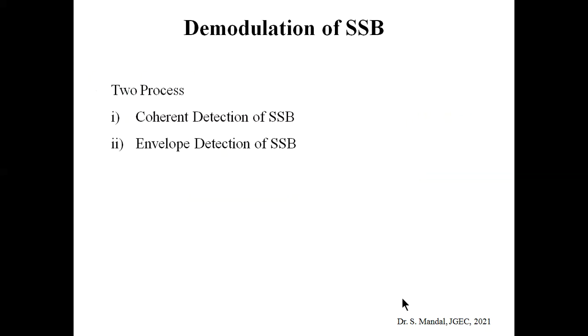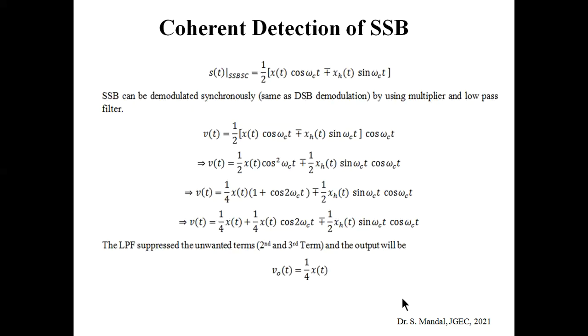I hope the process is clear for the phase shift method and the frequency discrimination method. Now coming to the demodulation of SSB. To demodulate the SSB, two processes are used. One is coherent detection, and another is envelope detection. Coherent detection is the synchronous process, and envelope detection is the asynchronous process. Now coming to the first process, that is coherent detection.